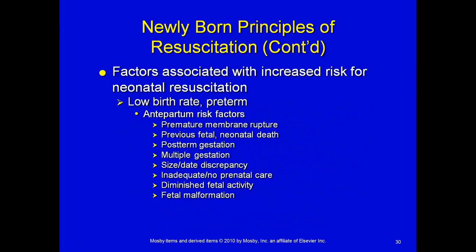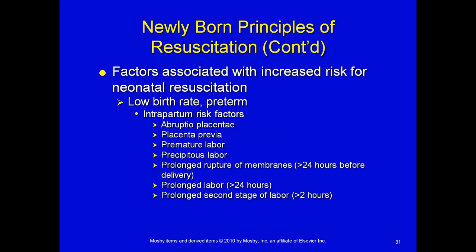Some other antepartum risk factors for low birth weight include premature membrane rupture, previous fetal or neonatal death, post-term gestation. They've gone 2 weeks, 3 weeks, 4 weeks. Again, twins, triplets, that sort of thing. Size and date discrepancies, you know, if the last menstrual period is not correctly identified, and measurements of the femur and those sort of things that they use to anticipate an estimated delivery date, if those are off, certainly that could lead to a low birth weight. Inadequate or no prenatal care, diminished fetal activity, particularly in that third trimester, and then fetal malformation.